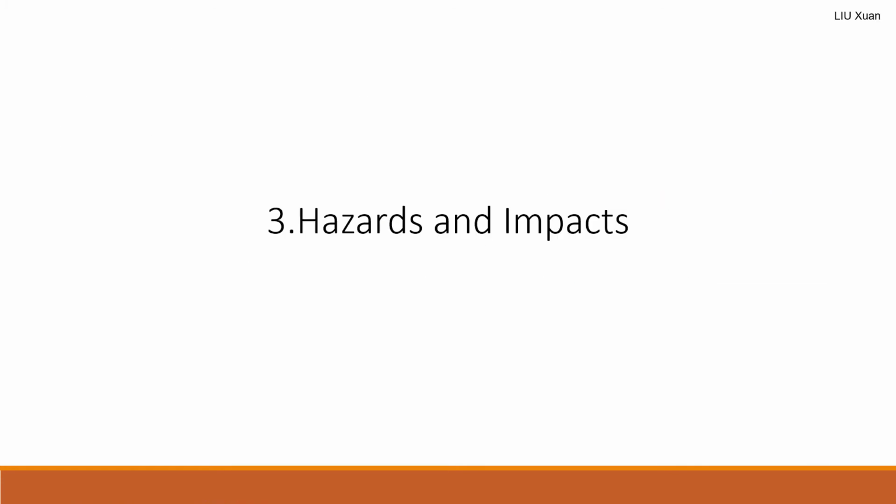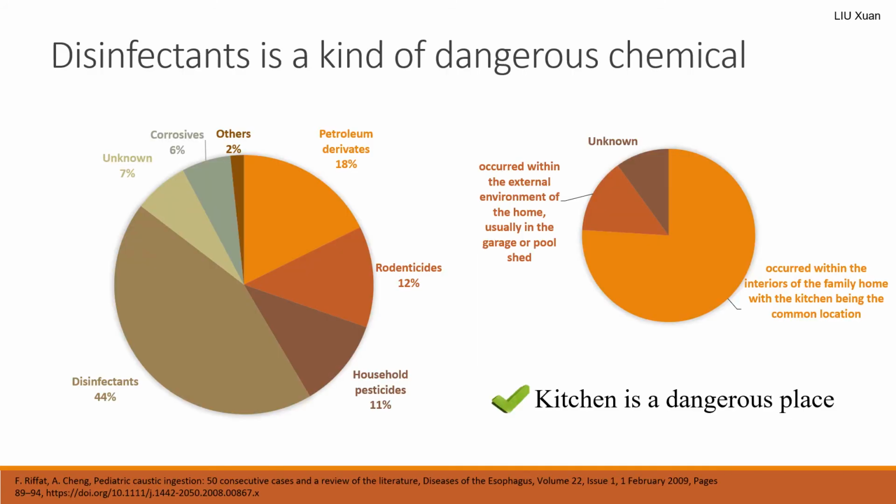Thank you. My teammates have introduced the usage of disinfectants and the exposure pathway. In my part, I will introduce the hazards and impacts of disinfectants using the statistics from 2 surveys. Please look at this page. This data comes from a survey which studied 50 cases of caustic injuries happening in a hospital. Researchers asked the injured person what kind of chemical hurt them and where they were hurt by this kind of chemical. We can easily find from the chart on the left that disinfectant is the main source of the hurt.